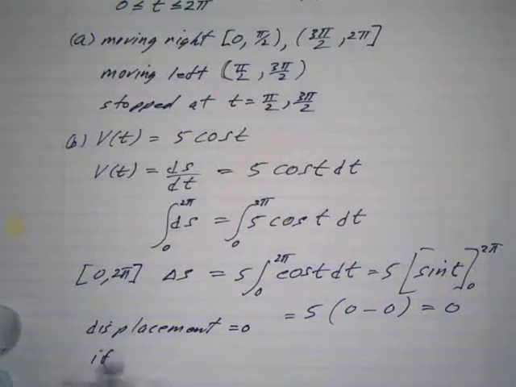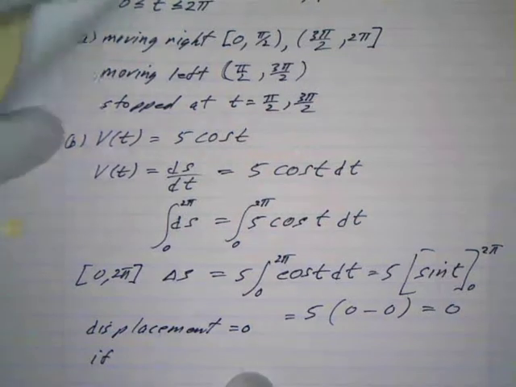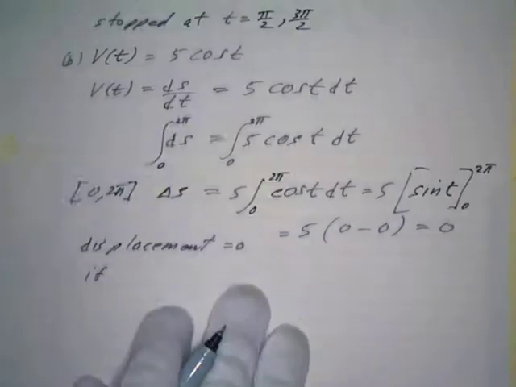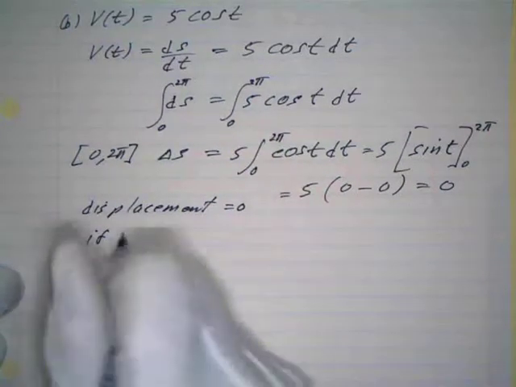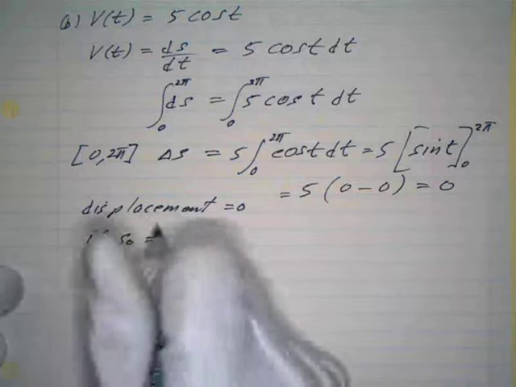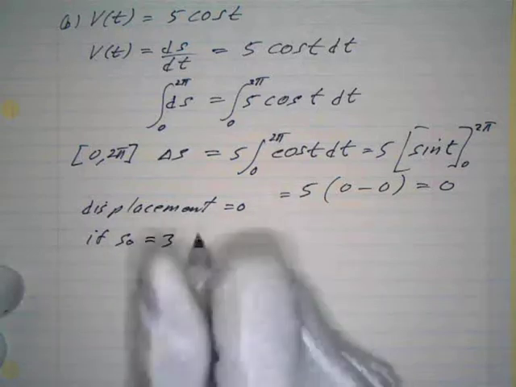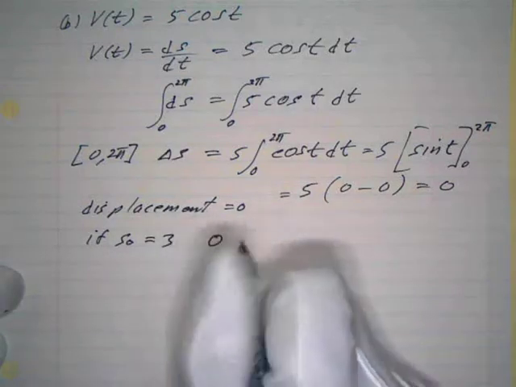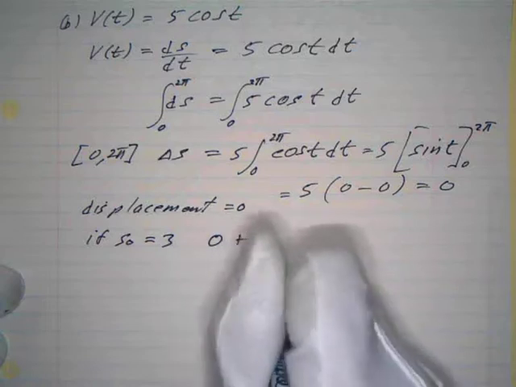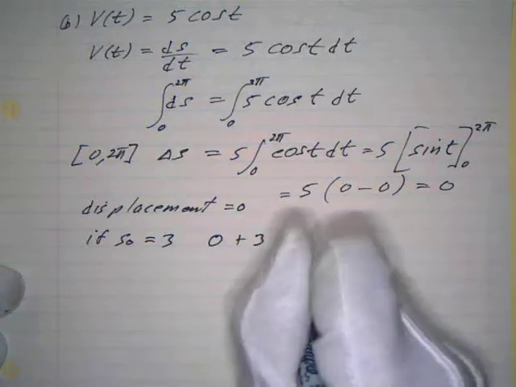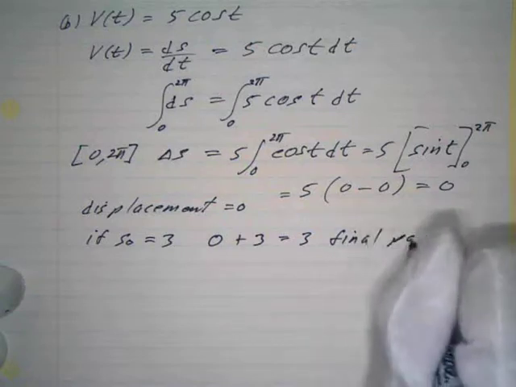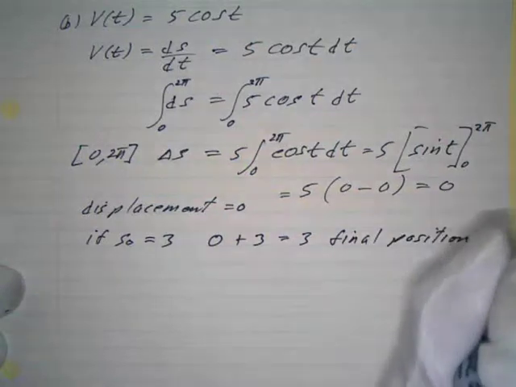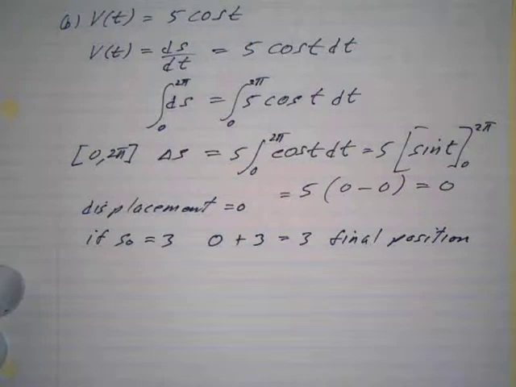So if s of 0 equals 3, then my displacement plus my initial position is the final position, which is 3. So that's the final position. So that was letter B.